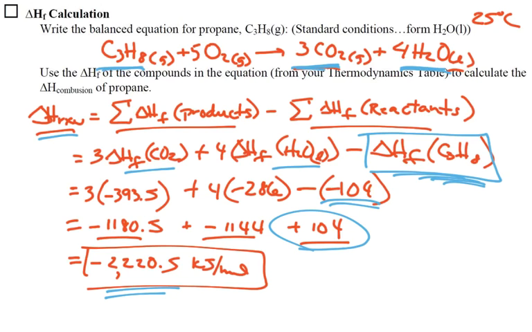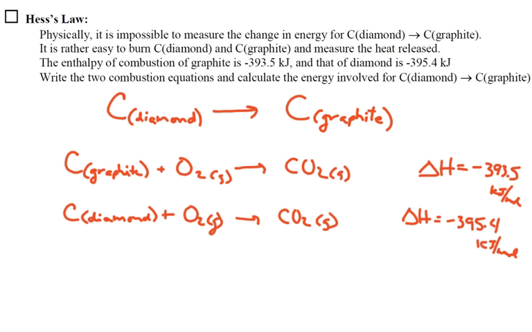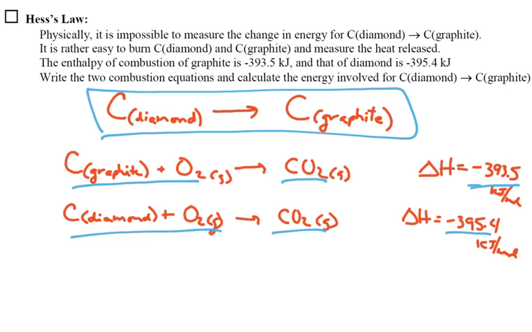The next problem has to do with Hess's law. And the idea here, again, is that it is physically very hard to go from diamond to graphite. But we can theoretically do this because it is relatively easy to burn some carbon in the form of graphite and turn it into CO2. And if you do, you can measure that it gives off negative 393.5 kilojoules per mole. And you can do the same thing with diamonds, and burn them, and you get negative 395.4.